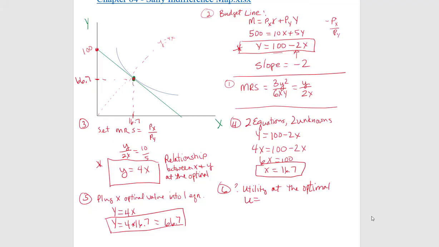So remember, the utility function is 3 times x times y squared. If I plug in what we know, we have 3 times 16.7 times 66.7 squared. And if we simplify that, we get 223,558 utils. So not on any of those indifference curves I drew before, but we would get that level of utility at that point, and we'd know that this is somewhere between those other indifference curves we were looking at.